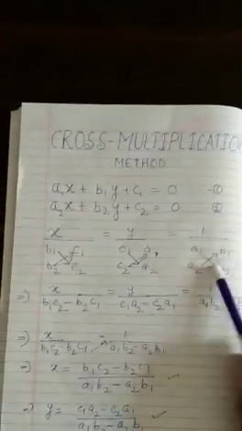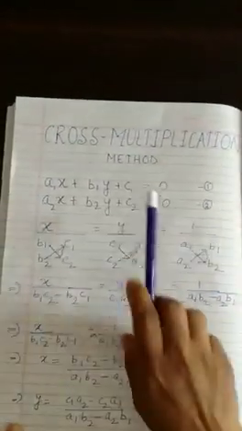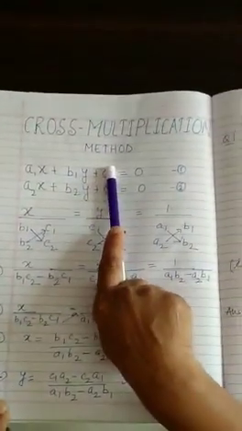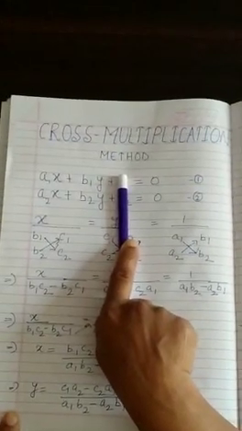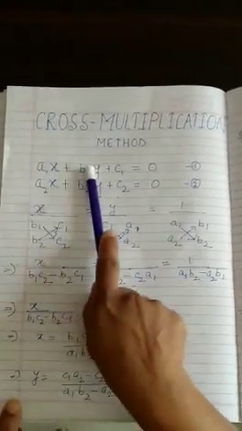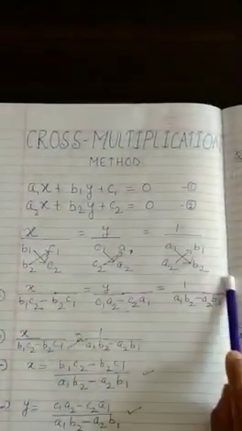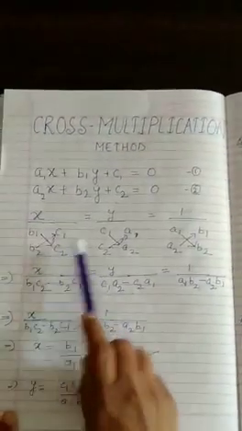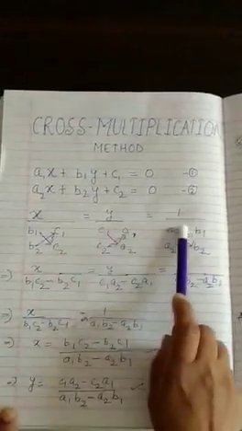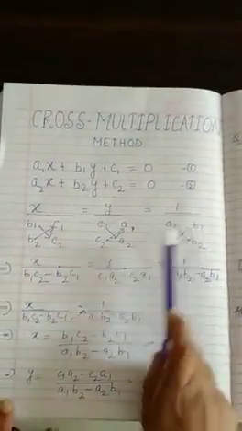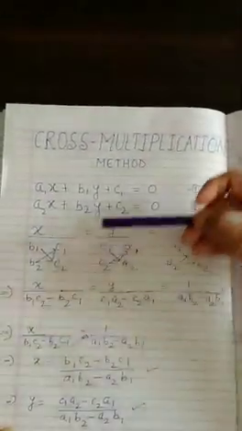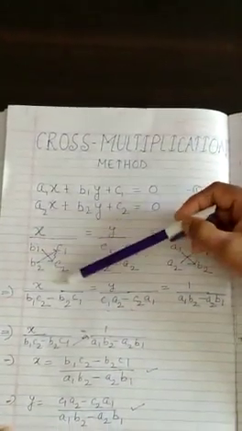Equal to 1 upon. Whenever we are writing for 1, we will hide the constants. So here what remains is a1, a2, b1, b2. Like this we have arranged the coefficients. So x upon, y upon, and 1 upon, all these three ratios we equate with one another. Then, in the next step, we have to cross multiply.